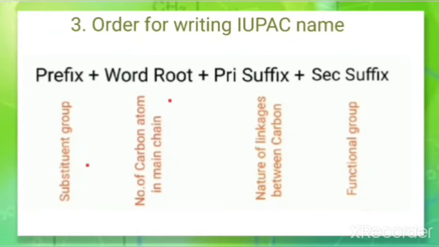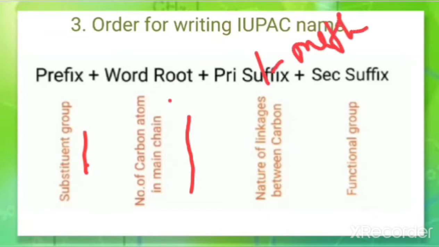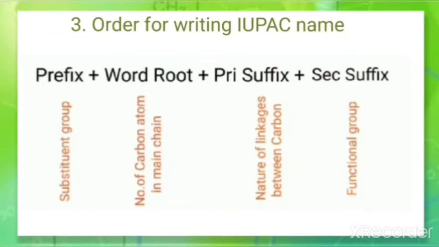Next we have to write the word root. Word root represents the number of carbon atoms in the main chain. So after writing the name of the substituent, we write the word root. As we have already learned, for one carbon we use the word root meth, next eth, prop, but, pent, and so on. So after naming the substituent, we name the word root.